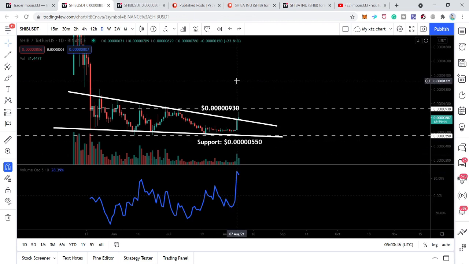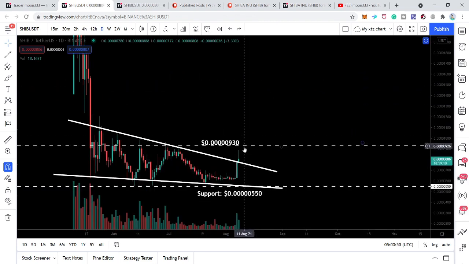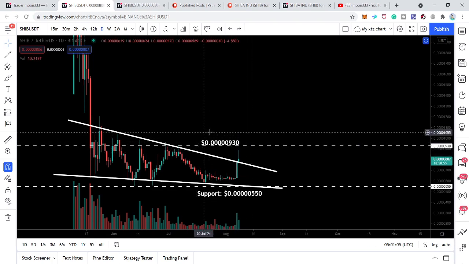However, once we will have the closing above this resistance of the falling wedge, and we will have a successful retest, like the price line is now moving down to retest, and we will have the closing above the highest price of this candlestick, that will be the final confirmation, and then the price action can break out the next resistance.